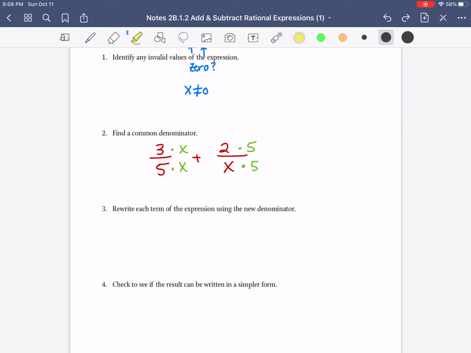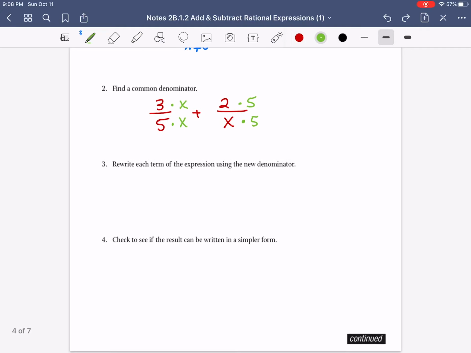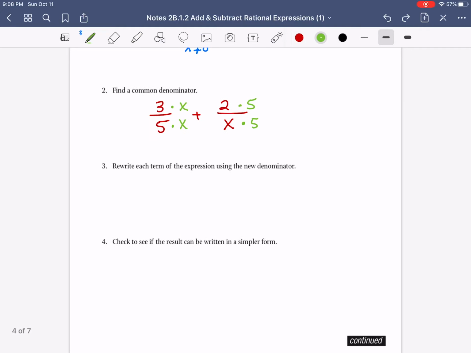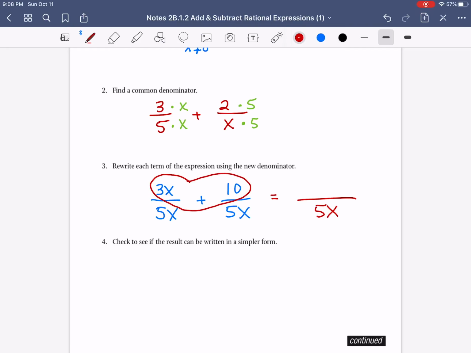All right, now that we have decided what to multiply by, we actually multiply by them, and we get 3x over 5x plus 10 over 5x. So now my denominators are the same. So when you add them together, you just keep the denominator. That part just stays the same. It doesn't change. And on top, you would combine any like terms. Well, I have 3x plus 10. I can't actually combine anything, so I just rewrite it as 3x plus 10.